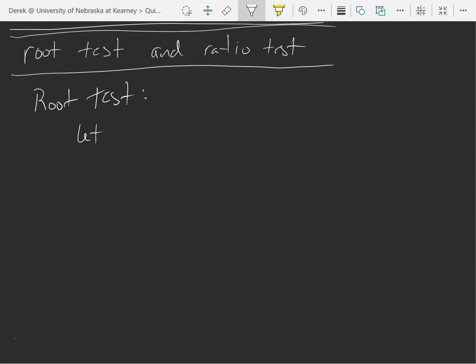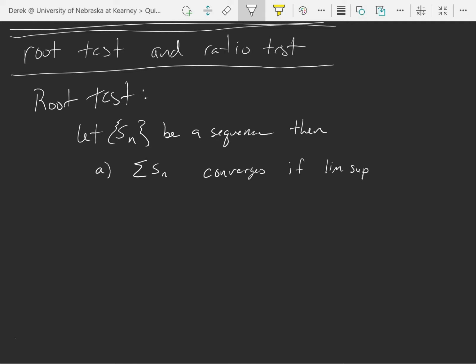Okay, so let S sub n be a sequence. Then sort of three things happen. The sum of S sub n converges if the lim sup of the nth roots of the absolute value of S sub n is less than 1.